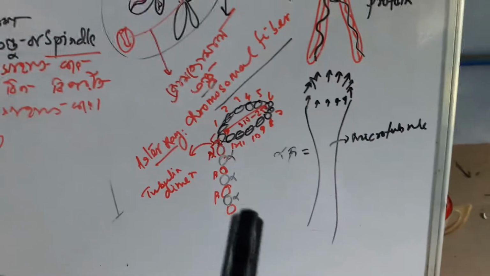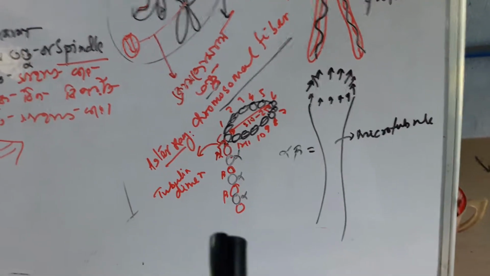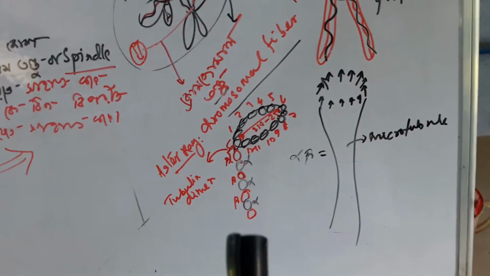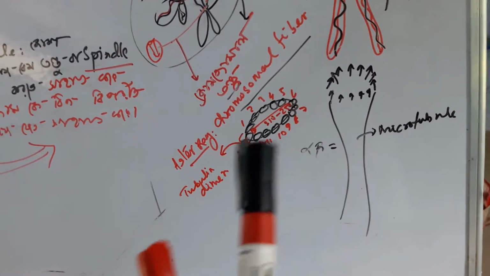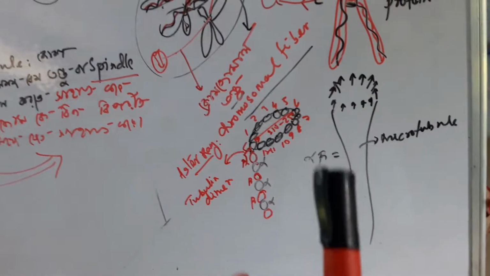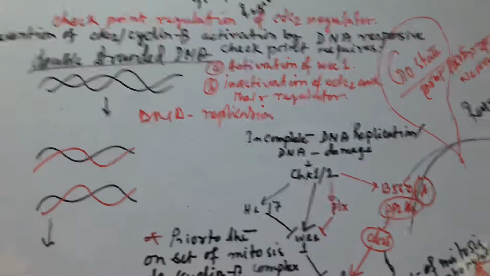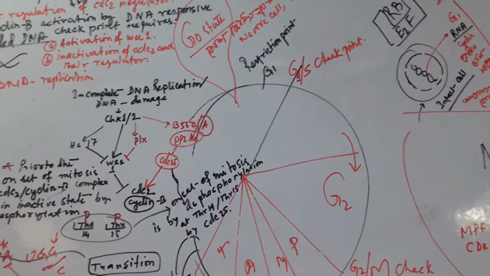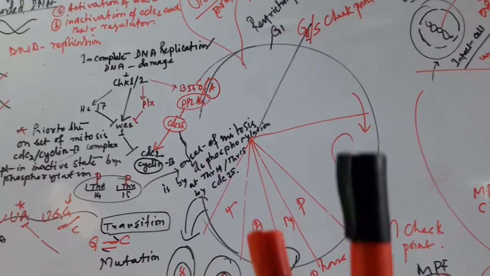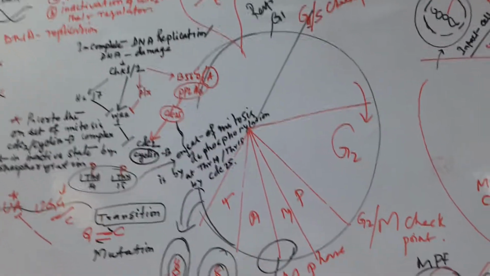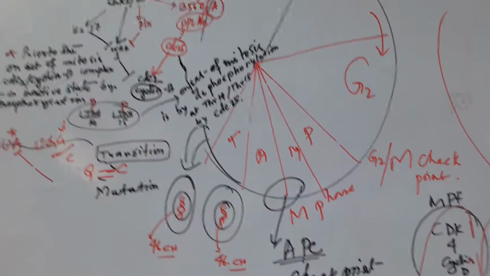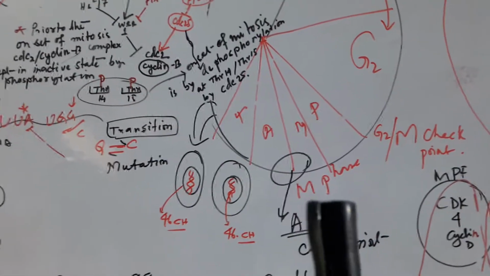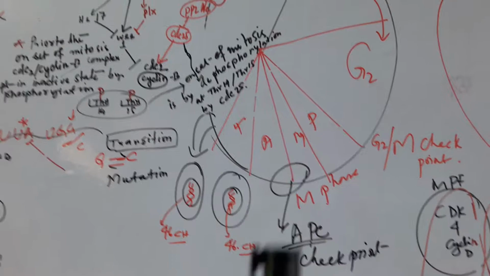And this is the structure of the microtubule. You see there are alpha tubulin and beta tubulin, making 13 protofilaments, and it is 210 to 250 angstrom in diameter. So these are the microtubules. Now you see the regulation of this part during the cell cycle. You will see some checkpoints: the G1 restriction point, the G1/S checkpoint, the G2/M checkpoint, and the APC checkpoint in the anaphase, at the transition from M phase to anaphase.